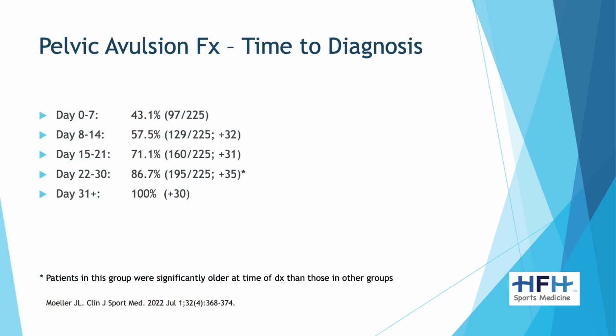Analyzing groups based on timing of diagnosis revealed that under half of them were diagnosed within the first week, and under 60% were diagnosed by the end of the second week. As you moved on in time, more and more patients were diagnosed, as one would suspect, adding roughly 30 patients per week from the original group. Interestingly enough, 30 of our patients were diagnosed after 1 month from the injury event.